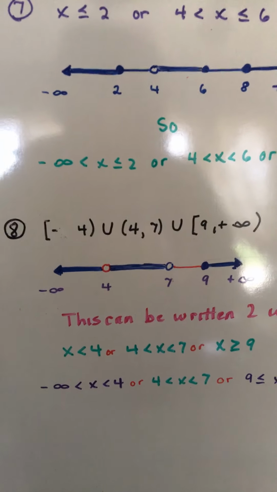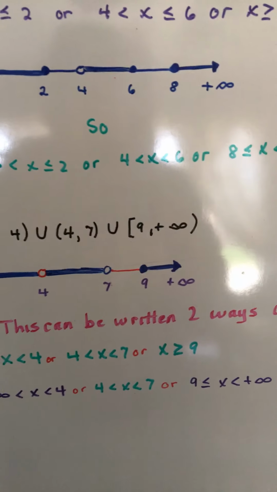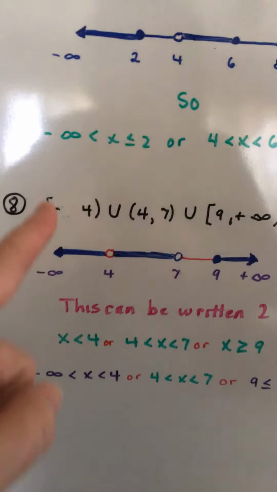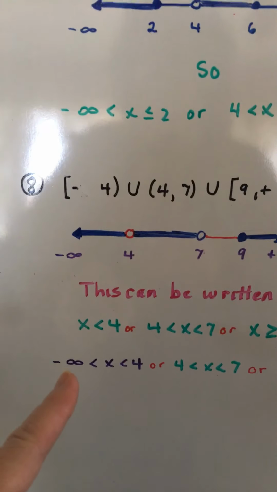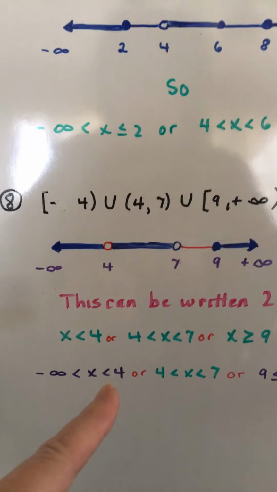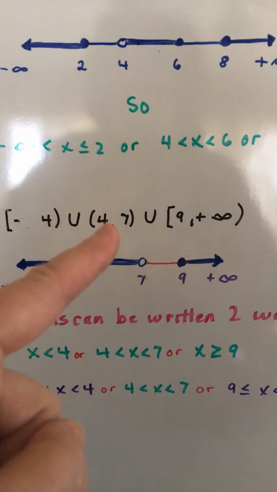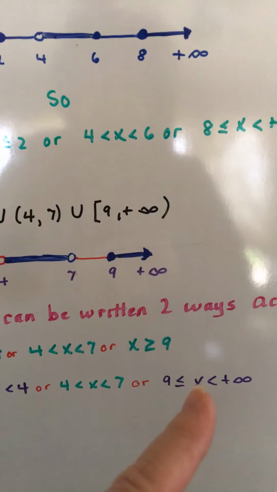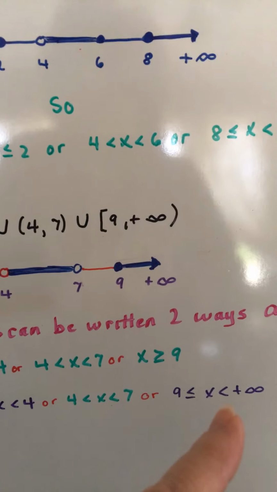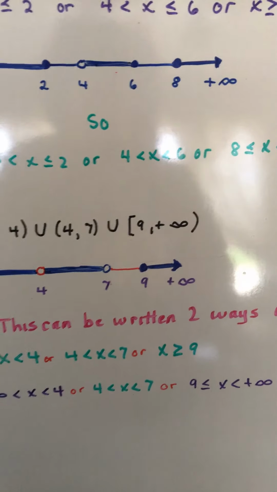So that would be written like this. X is less than 4, then 7 to x is greater than 9. Or here's your negative infinity. Pretend you put in the x, and so negative infinity is less than x is less than 4. And then this one doesn't change. It stays the same. Put in the x. 9 is less than or equal to x is less than positive infinity.